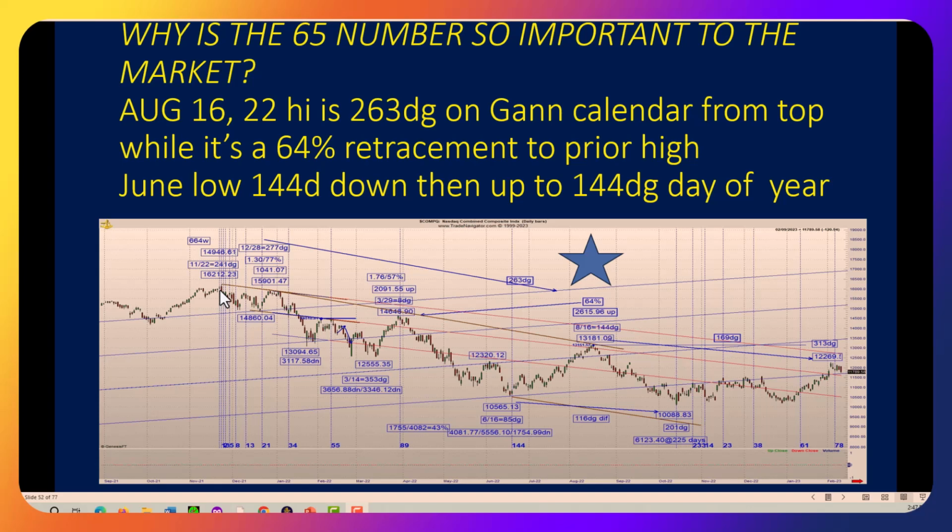Okay, so let's just go over a few of these things so you can get some kind of an idea of what the heck it is that I'm talking about. As it turned out, the top was on November 22nd at 241 DG day of the year. Every day has a different day of the year.